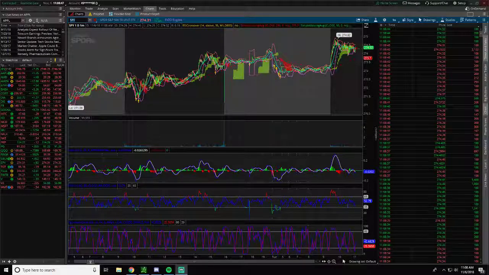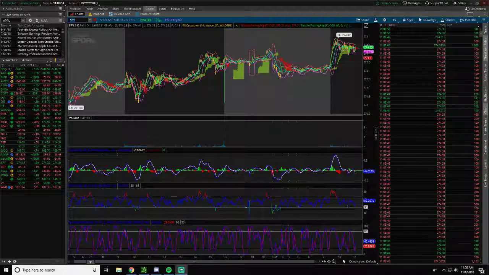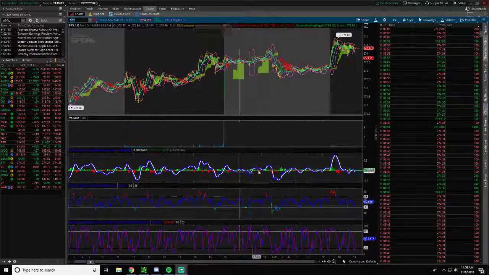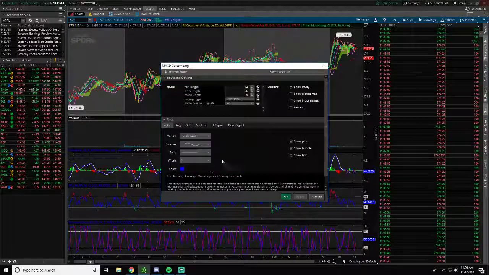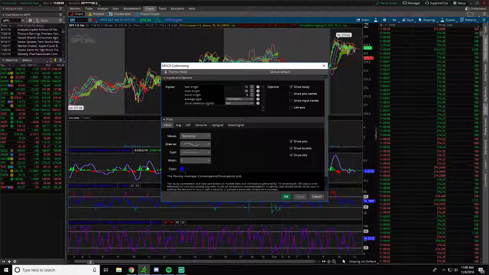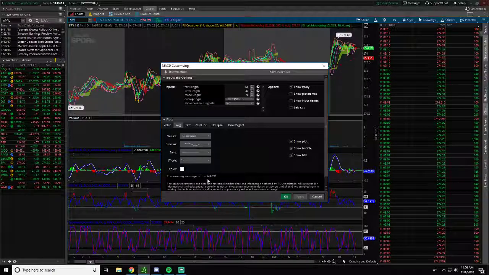Everyone has their own personal preference on what chart they like to use the MACD indicator for. Personally, I really like to use it on the 1 minute chart, so that's what we're going to do today. Our indicator is going to be right here. There's two lines. Let's just click it so you guys know how to set it up. The moving average convergence divergence plot will be the blue line right there, and the average is going to be the white one.